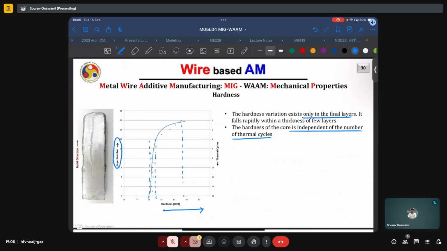Because of in situ heat treatment, the grains in these bottom layers become coarse, whereas towards the top they will be relatively finer. Of course, it's all relative to each other. And as we know from the Hall-Petch relationship, finer grains tend to have higher hardness, whereas coarser grains, which form as a result of this intrinsic heat treatment, will have a lower hardness. This is the reason for variation of hardness along the build layers.